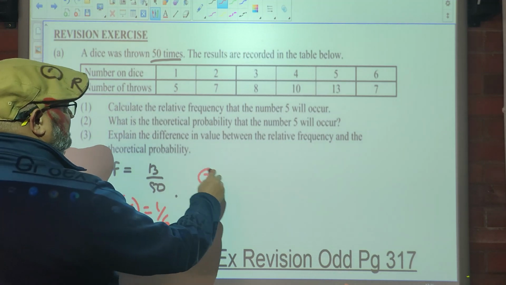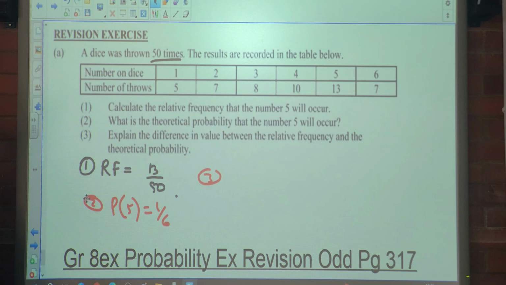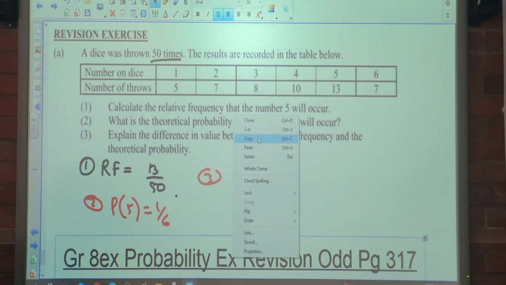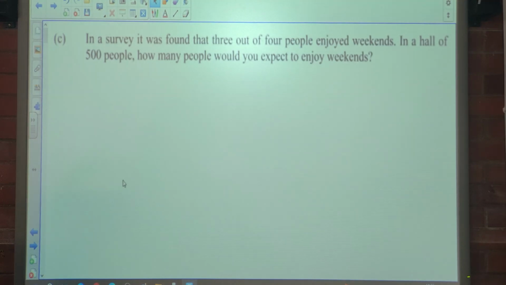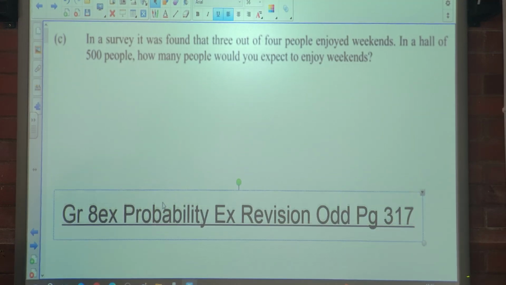Number 3, explain the difference. As I said now, if you do more and more trials, you will notice that you will come closer to theoretical probability. The number of trials isn't enough.